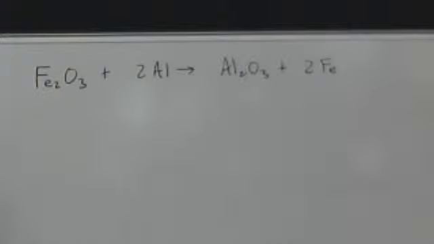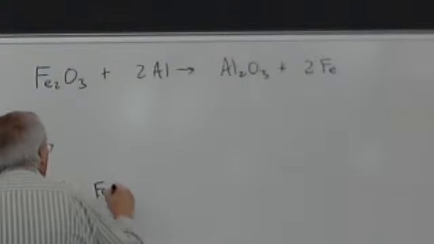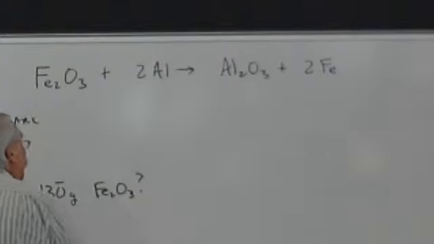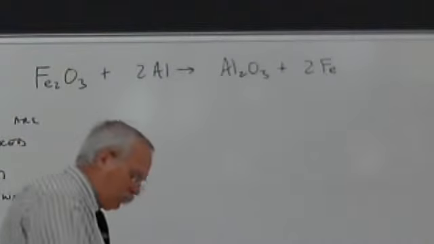So here's the question. How many grams of iron are produced by reacting 30 grams of aluminum with 130 grams of iron 3 oxide? Go.